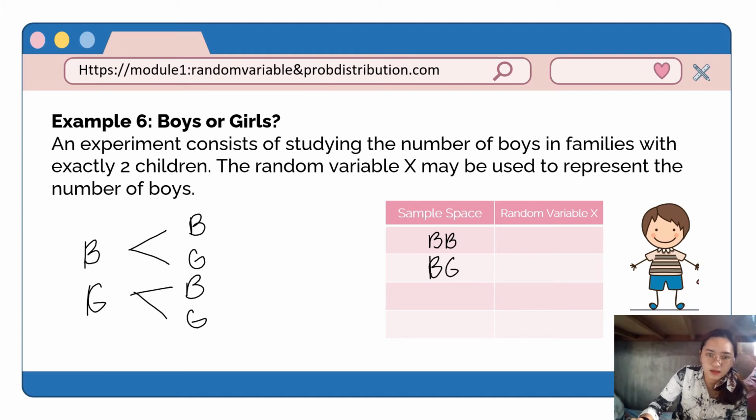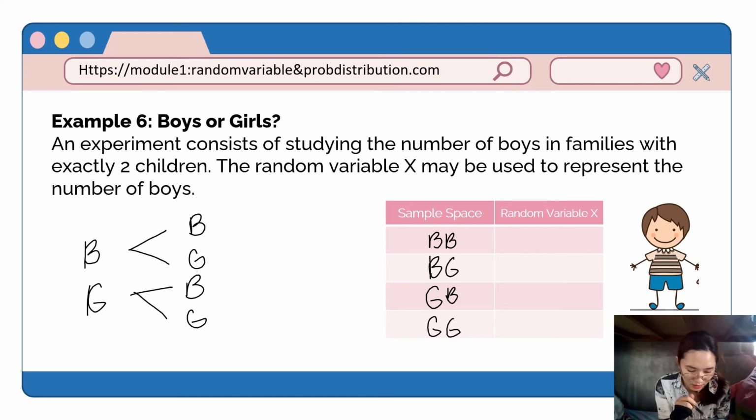Tapos meron ding babae yung panganay, yung pangalawa ay lalaki. Meron boy. And yung pinakahuli, we have parehas na babae. So, again, ang random variable x natin dito ay number of boys. Ayan. Yan yung variable x natin.